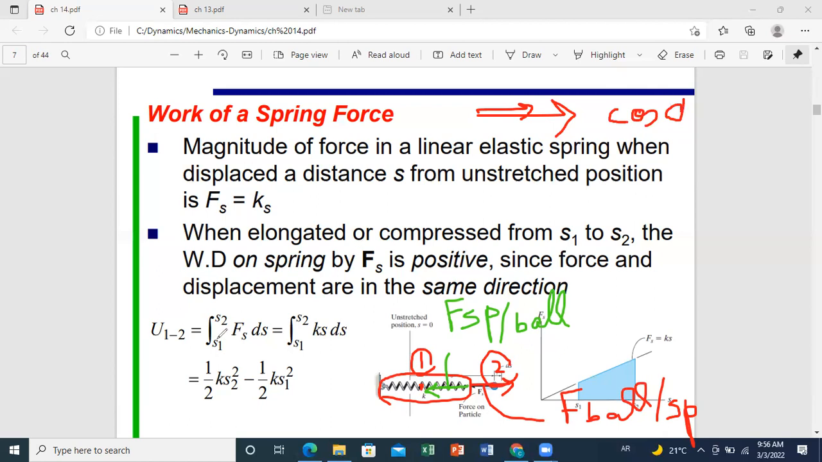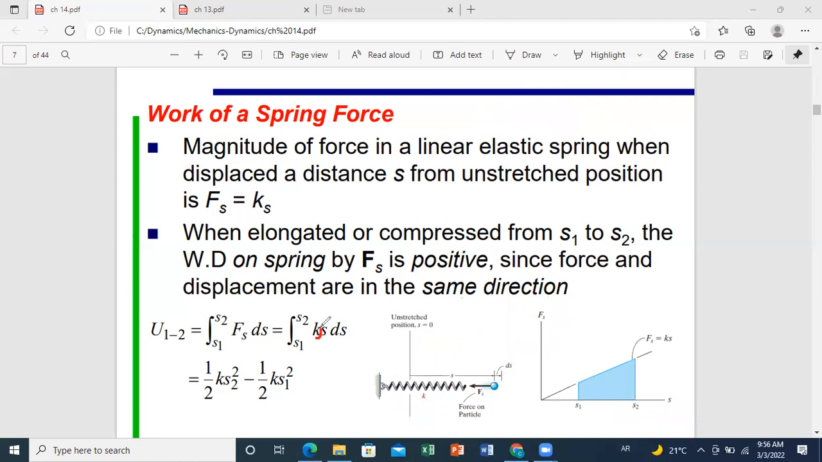So if we apply the dot product, the work from 1 to 2 is the integral from S1 to S2 of K delta L times ds. And we said that because we considered the unstretched position corresponding to S equals 0, delta L is S. So this is the stretching of my spring. Now I have a function to integrate. It's a linear function, of course, if K is constant. In the majority of cases, we deal with elastic springs. Whenever we say it's an elastic spring, this means that the stiffness is constant.